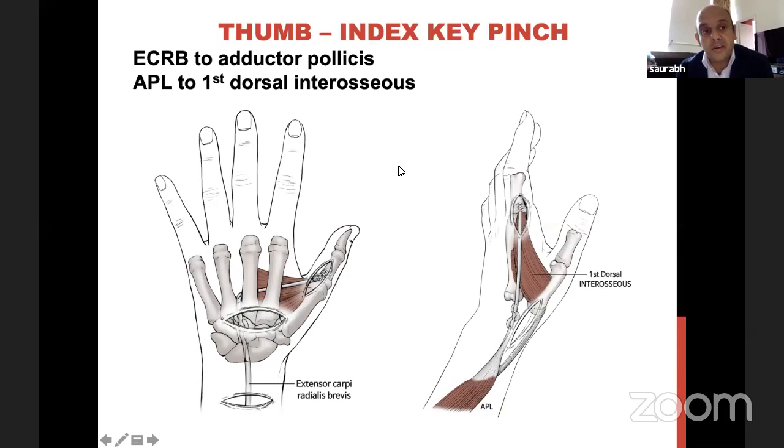Now this tendon transfer I've never done, so I put some pictures. APL, you can transfer to first dorsal interossei, or ECRB to the adductor pollicis. Not an easy transfer. I've never done one, but that's the principle if they ask you in the exam.